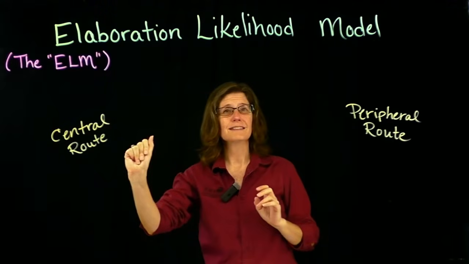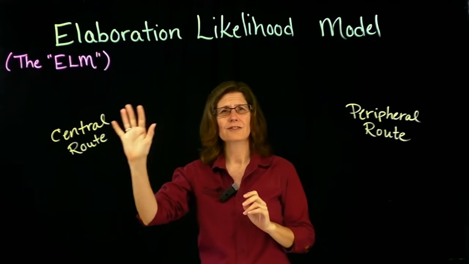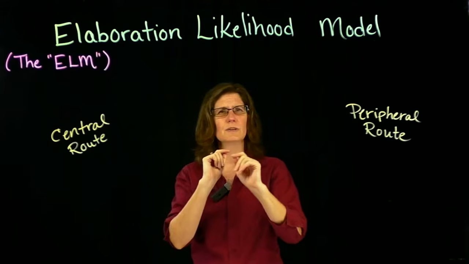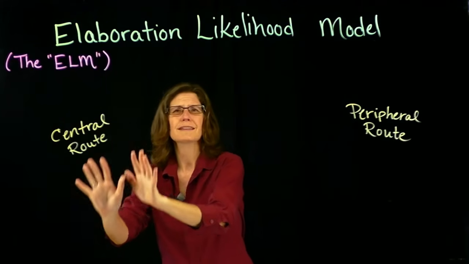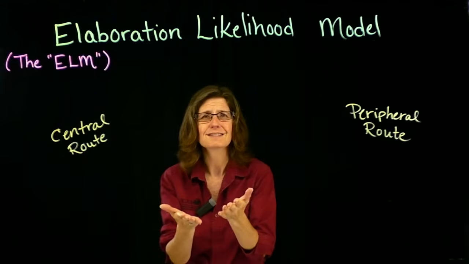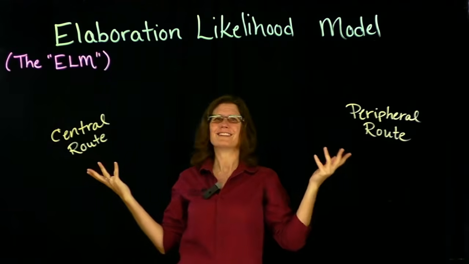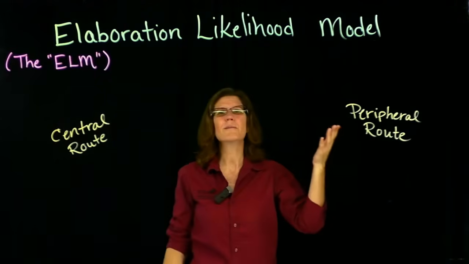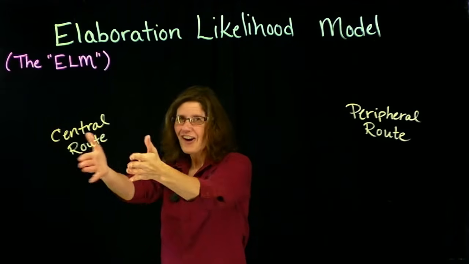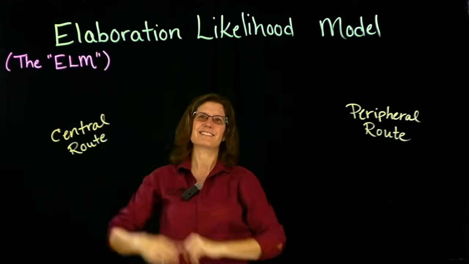So central route, ideal. People are processing your message. They're thinking and they're analyzing your message. And that is the ideal way that we want our audiences to be. We want them to be in the central route because the central route is where they're focused on the message. And the message, according to the SMCRE model, is the part that we have the most control over. So yes, we want our audiences to be right here in the central route.